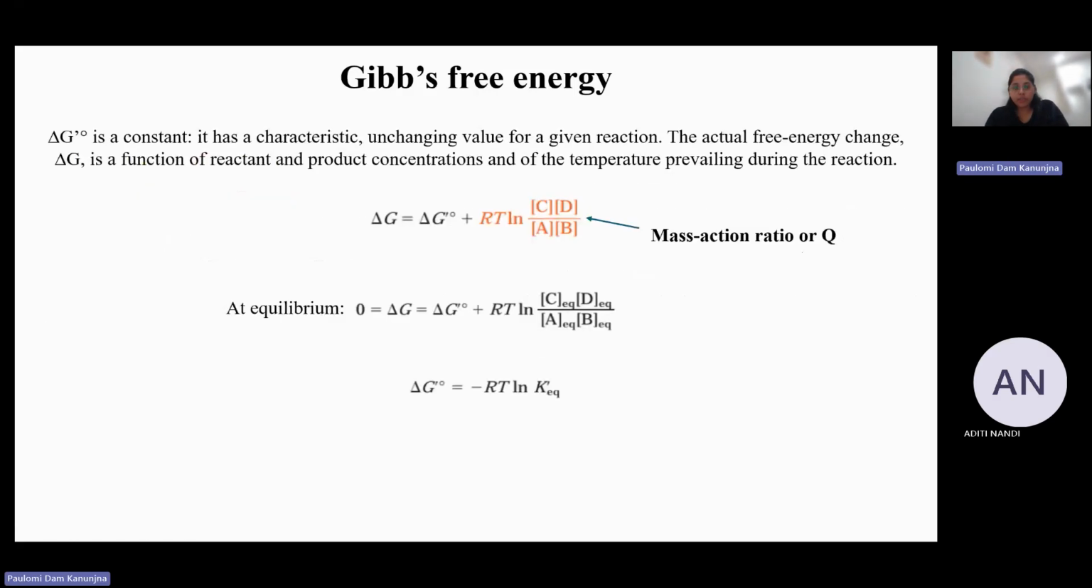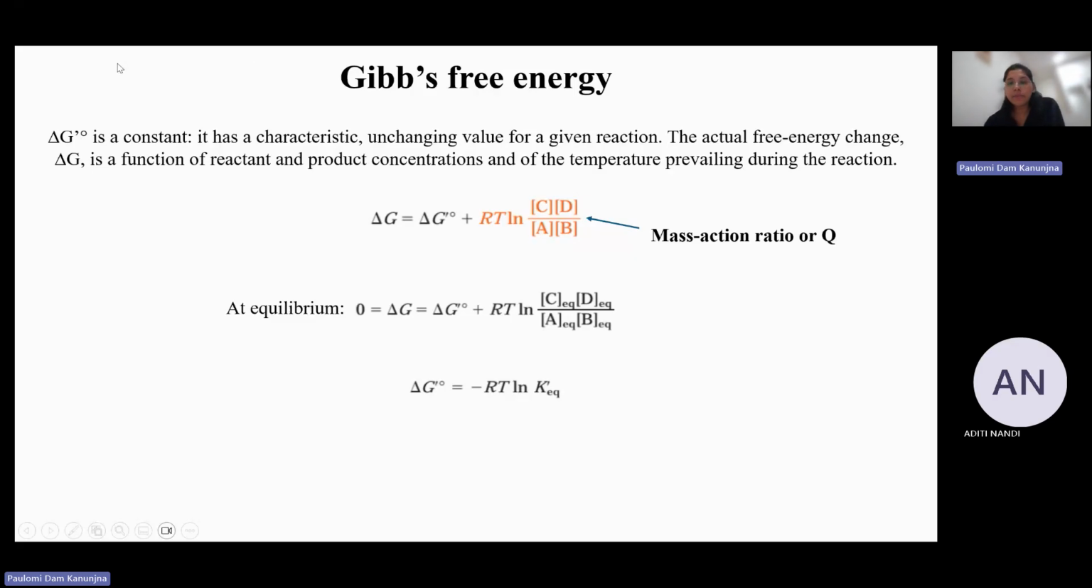Okay. Now, coming back to it. So this delta prime G naught is a constant because it is standard. It's a given condition, standard condition. So your delta G naught is actually a constant value. But in cells, neither do you have everything at 1 molar, or your conditions might change. Because your conditions change in living cells, your delta G deviates from the standard.